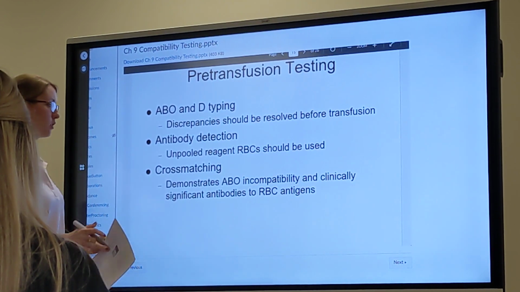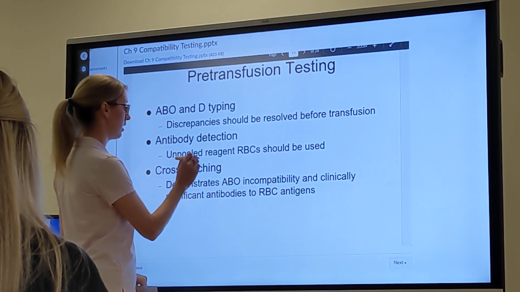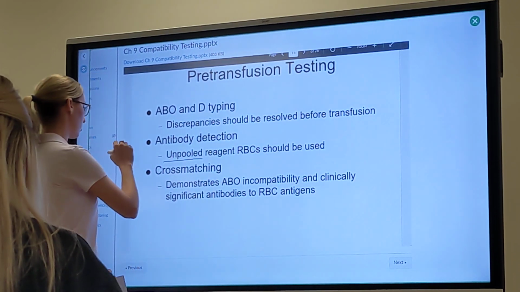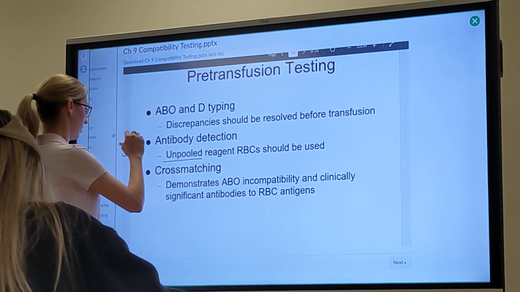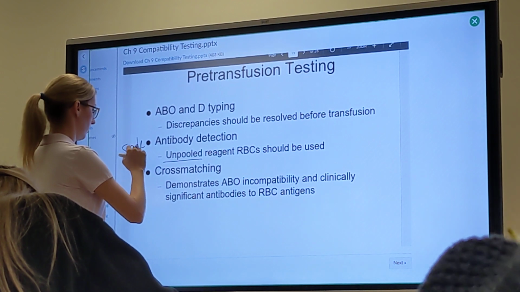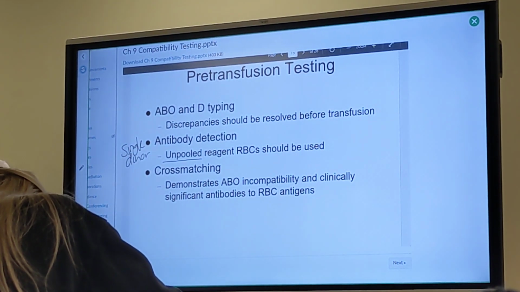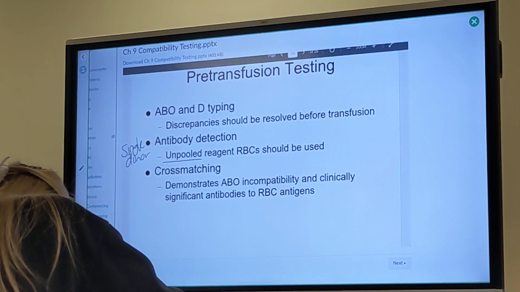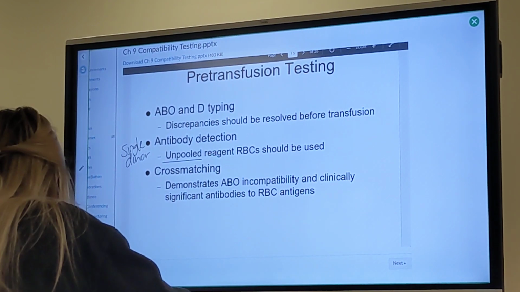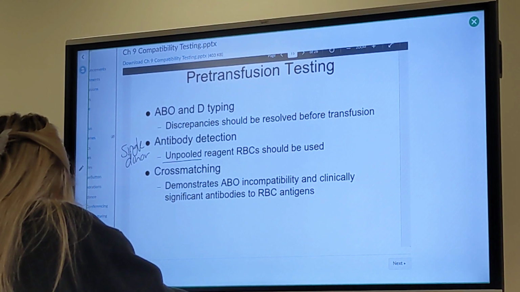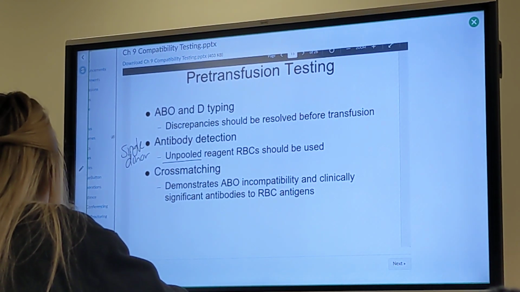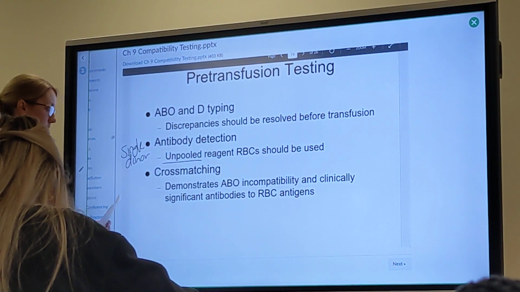Antibody detection, we already know that for patients, we only use unpooled, which means single donor screening cells, and that's what we used yesterday, and that's what we're gonna do. Our panel, you'll see there, the donors R1, R2, or whatever, that's just one person's phenotype. Each cell is from one person.